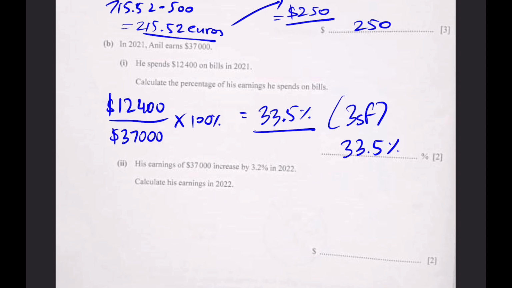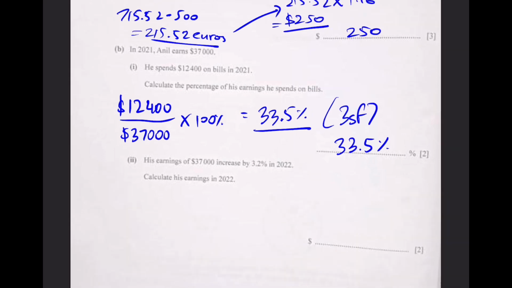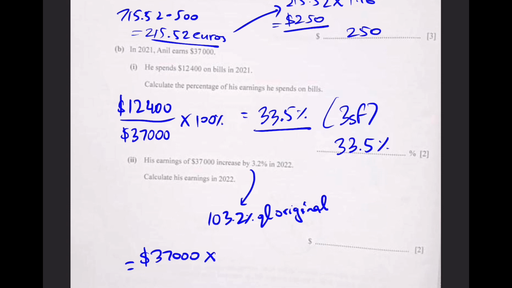His earnings of $37,000 increased by 3.2% in 2022. Calculate his earnings in 2022. Increase of 3.2%. That is simply 103.2% of the original, right? Because we add 100% to 3.2% to get that. Now, that will be equal to $37,000 multiplied by 103.2%, which is 103.2 by 100. We can cancel 2 zeros.